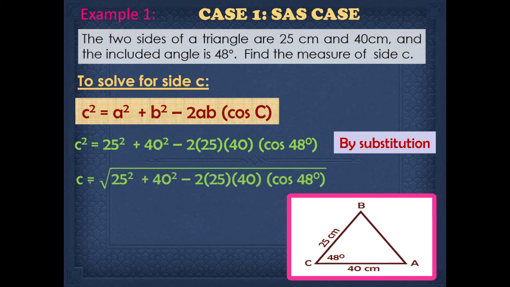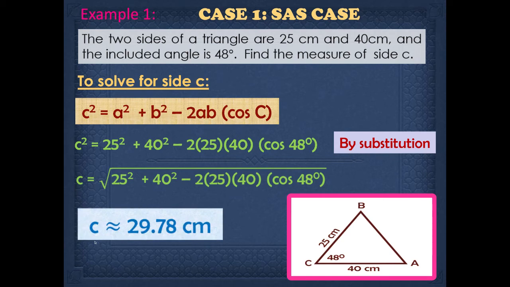Therefore, C will just be equal to the square root of this entire expression on the right. And by using your calculator, you will see that C is approximately 29.78 centimeters. This is rounded off to 2 decimal places, or to the nearest hundredths. Okay, so now we have the measures of sides A, B, and C, as well as angle C.